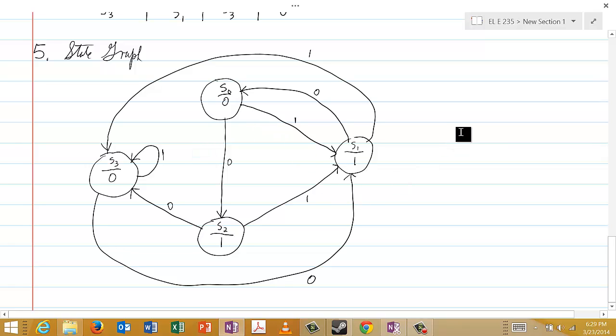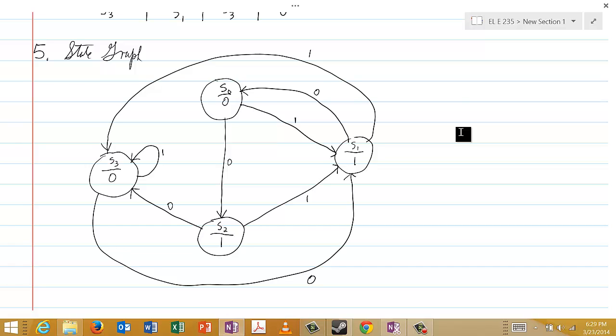Now, we don't know how many arrows will be coming into a state. We can only say that if there's one input to the system, then there should be 2 arrows going out of every state. If there's 2 inputs to the system, then there should be 4 to cover all 4 possible combinations of the 2 inputs, and so on. So there's our state graph.